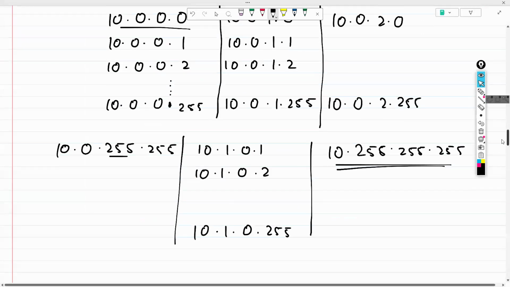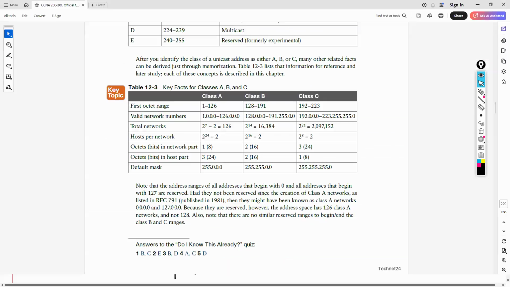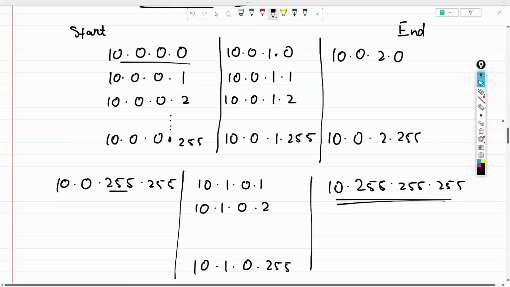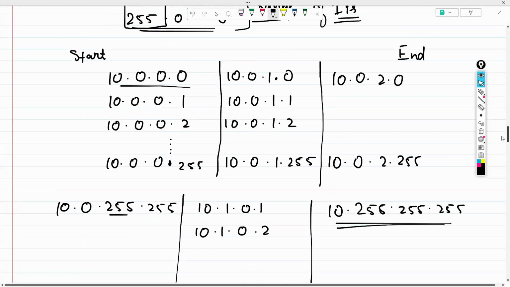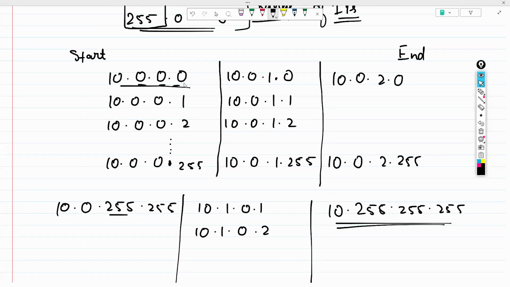Now, why is there a minus 2? We just saw there was a minus 2 everywhere. Minus 2, minus 2, minus 2. What is this minus 2? So, in every class, you can see 0.0.0. I cannot assign this IP address to anyone because 0 is not a number. Because 0.0.0 in host octets cannot be assigned, basically it's nothing. So what is happening? One IP address is lost.